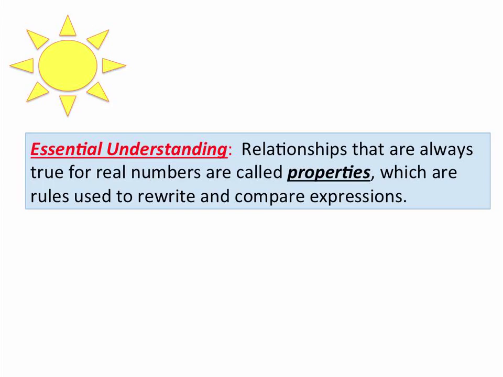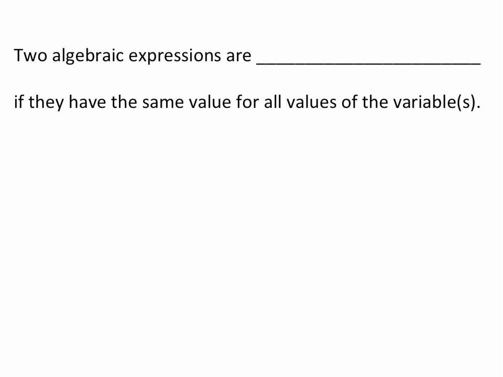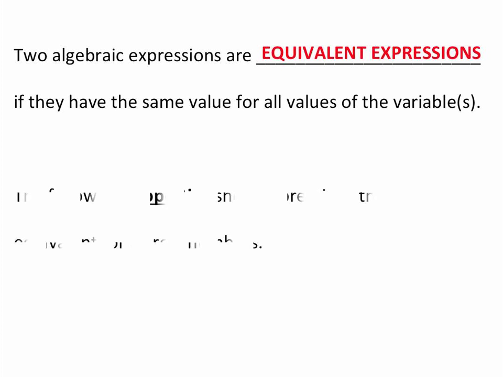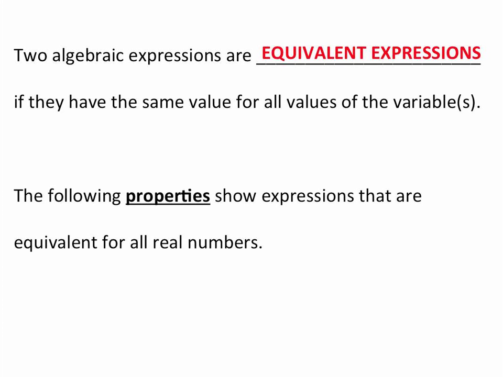Relationships that are always true for real numbers are called properties, which are rules used to rewrite and compare expressions. So here are some of our properties. Two algebraic expressions are equivalent expressions if they have the same value for all values of the variable. So regardless of what number I put in for a certain variable, I would always get the same number on both sides of my expression. So the following properties show expressions that are equivalent for all numbers. So let's take a look.